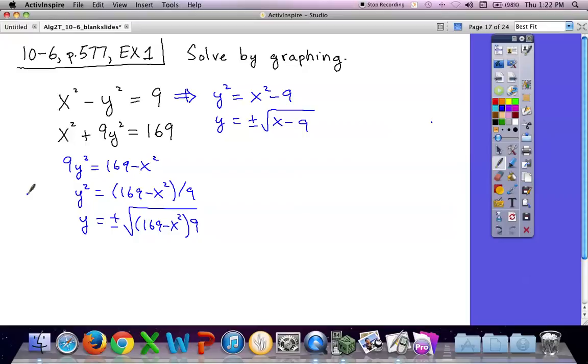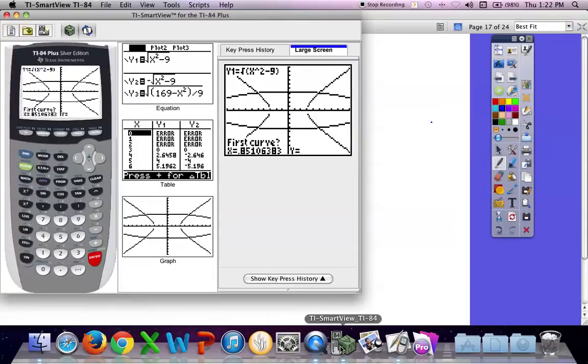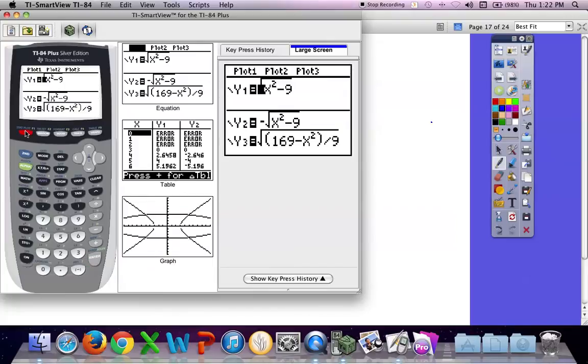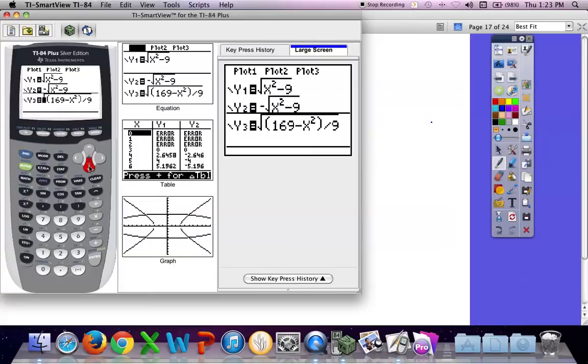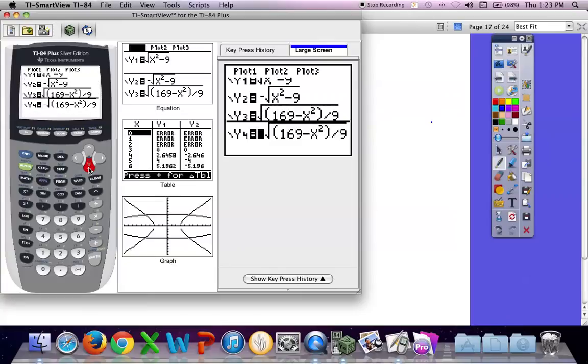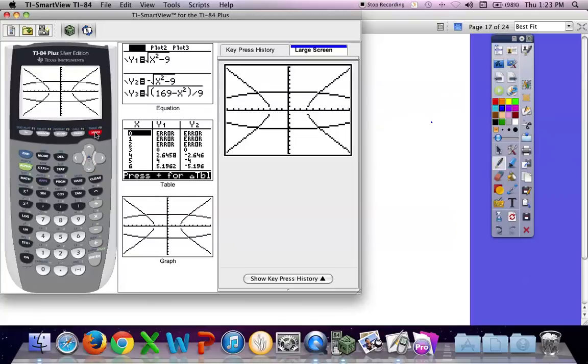Now that's going to be 4 different equations, and I've already put them in the calculator. If you go to the y equals, you can see I've got the positive square root in y1 for x squared minus 9, and then I've got the negative square root. And then I've got the positive square root for that one, and I've got the negative square root. You need to have all 4 of those in there so that you could see the graph and you could see the 4 intersection points. And the calculator will actually find those points for you.